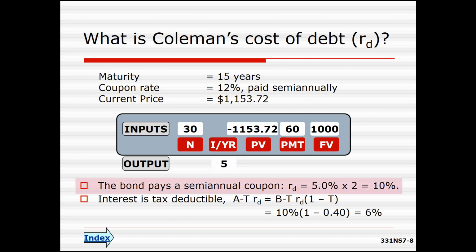But this is a semi-annual bond, so we need to double the resulting IY to find the annual yield to maturity of 10%. To compare the cost of debt with the cost of other capital components, we need to view the after-tax cost. 10% times 1 minus the tax rate, 6%.